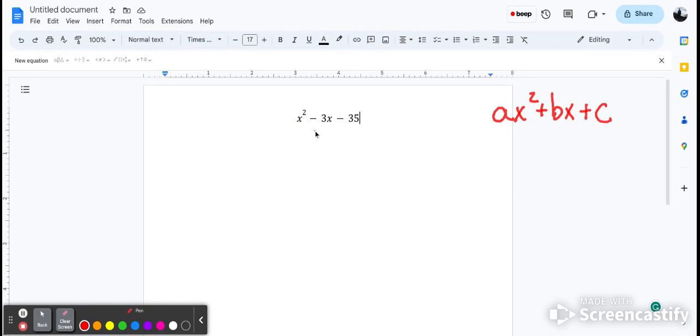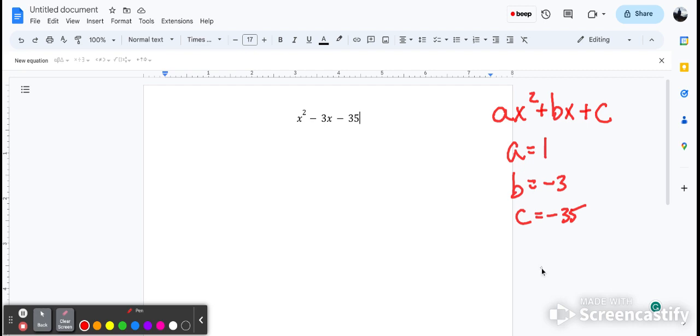So in this particular case, our a value would be the number out in front of x squared, and that's a 1. Our b would be the number that's in front of the x, which in this case is -3. And our c would be the number out by itself, so our c would be equal to -35.